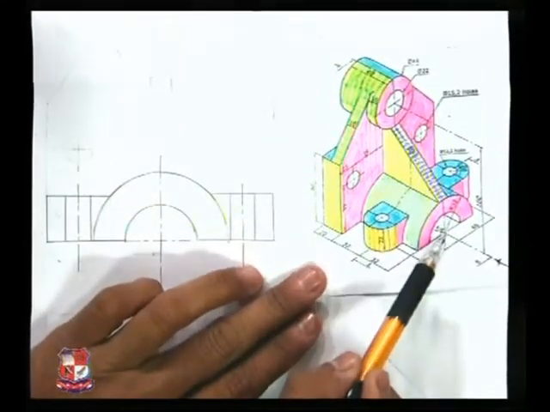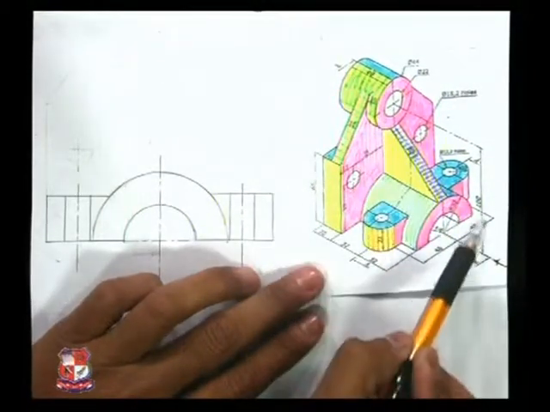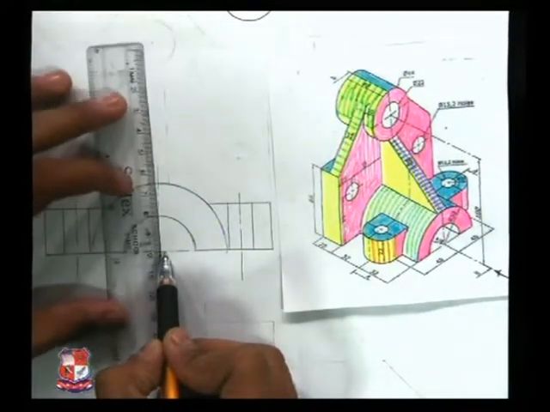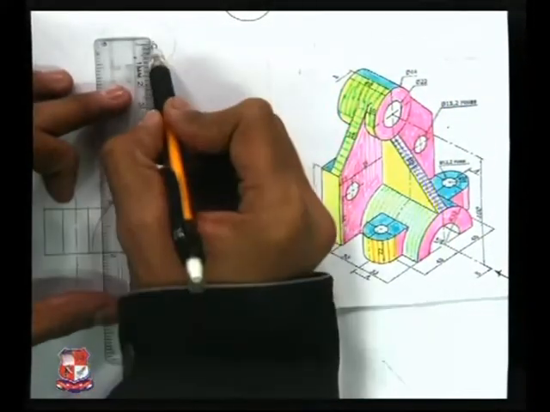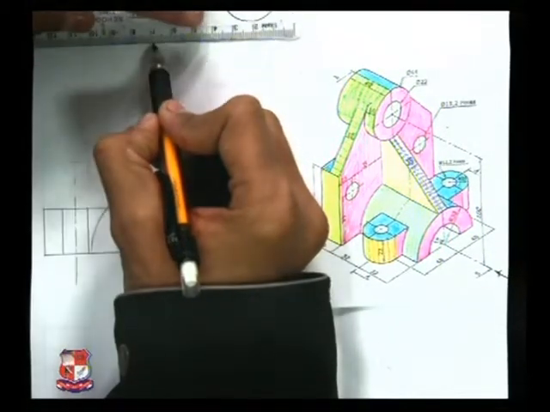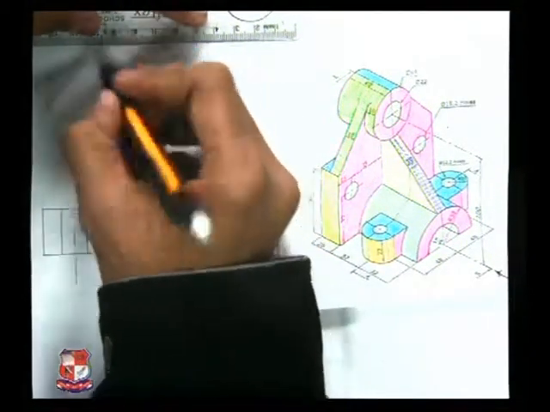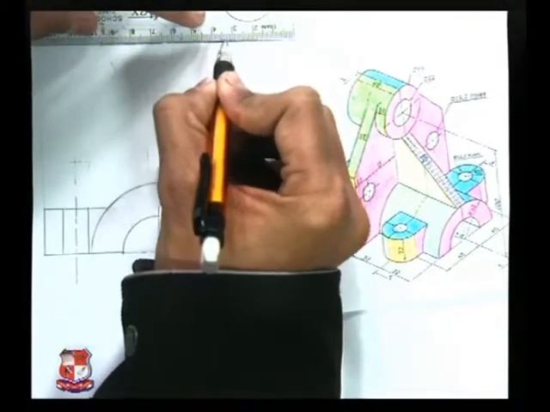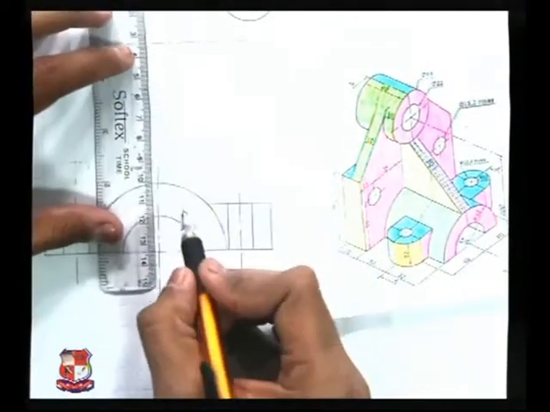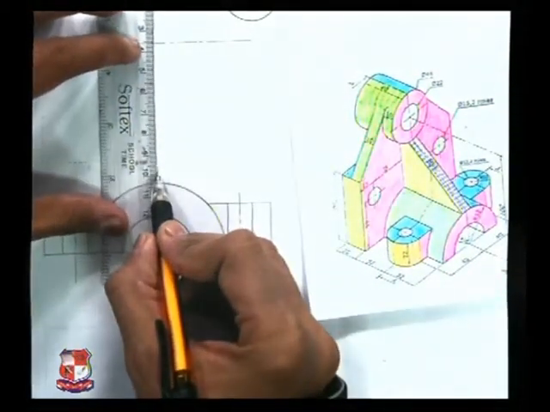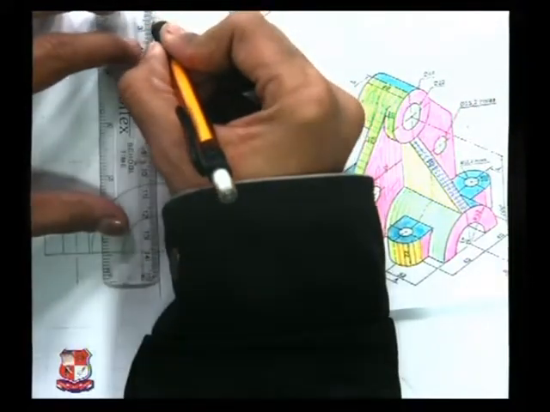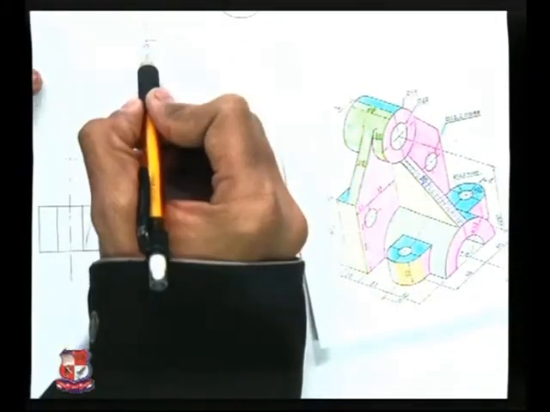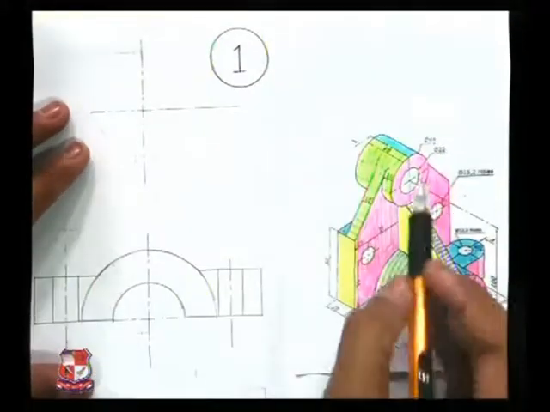Here the distance between this center and this center is given as 100 millimeter. So from here at a distance of 100 millimeter, that is 10 centimeter, mark a point, and from that point draw a center line of that circular hole. Center line to be drawn with one long dash and one short dash, and here the vertical center line would be there like this.